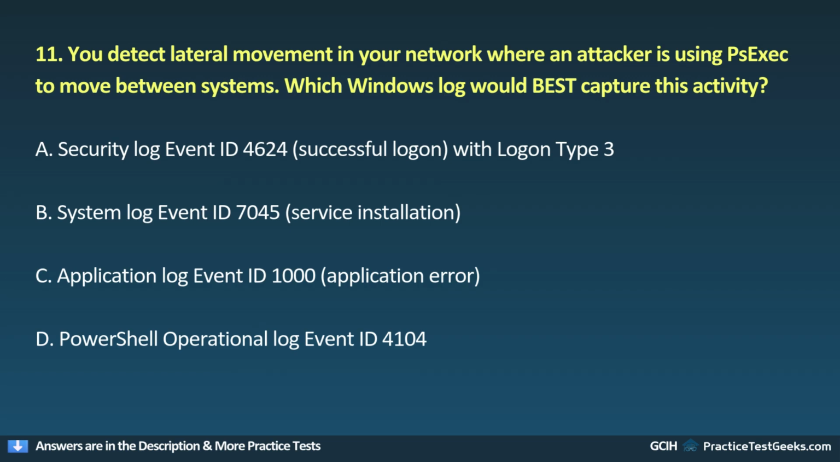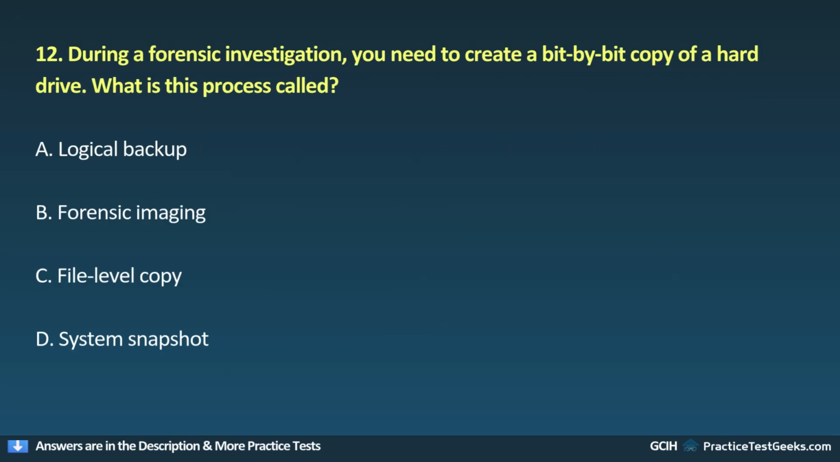A. Security log event ID 4624, successful logon with logon type 3. B. System log event ID 7045, service installation. C. Application log event ID 1000, application error. D. PowerShell operational log event ID 4104. 12. During a forensic investigation, you need to create a bit-by-bit copy of a hard drive. What is this process called?